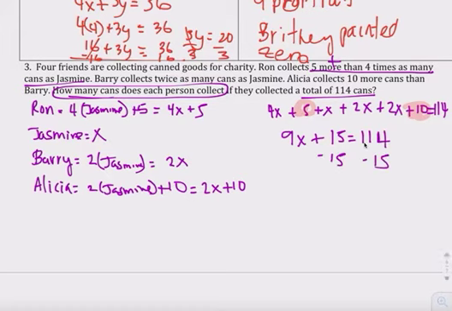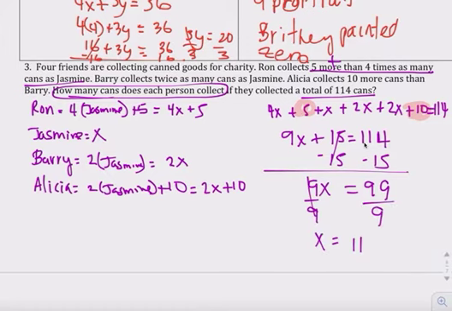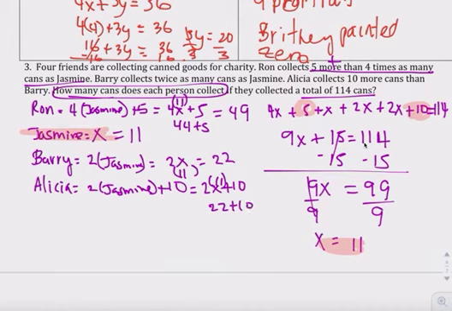114 minus 15, you guys. 99 equals 9x. Divide by 9. X equals 11. So Jasmine collected 11. X stands for Jasmine. If X stands for Jasmine, so here's 11. 11 times 4 is 44, plus 5 is 49 for Ron. And here is 2 times 11, which is 22. And 22 plus 10 is 32.